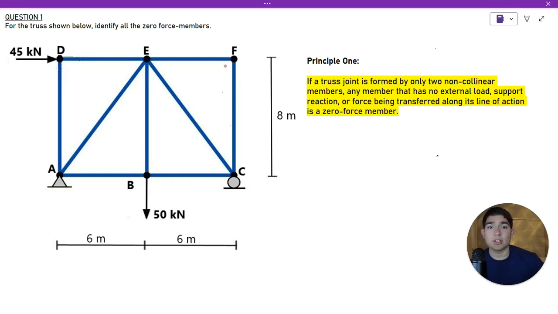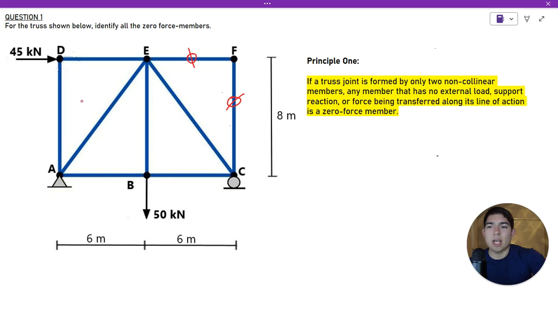So in this case, let's start off by finding where we have truss joints with 2 noncollinear members. In this case, looks like joint F is going to match that criteria. So if we take a closer look at joint F, we can see that neither member EF or member FC have an external load, a support reaction, or any other force acting along those lines of actions. So that tells us that both of these members are zero force members. So I went ahead and crossed those out, as you can see here.